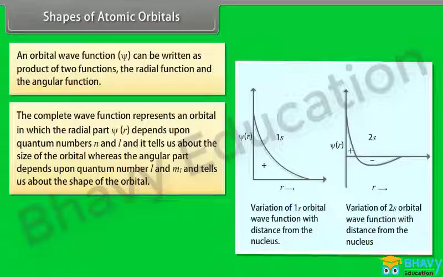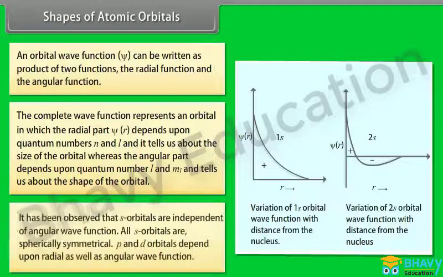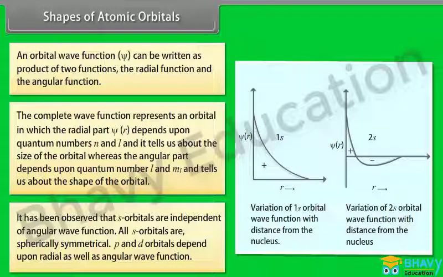The positive and negative signs indicate that the orbital wave function is positive or negative in a particular region. It has been observed that s orbitals are independent of angular wave function. All s orbitals are spherically symmetrical. P and d orbitals depend upon radial as well as angular wave function.